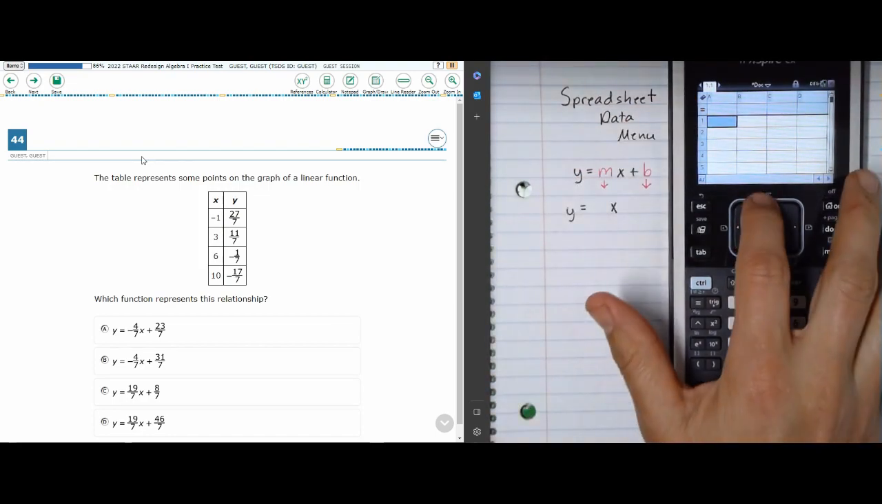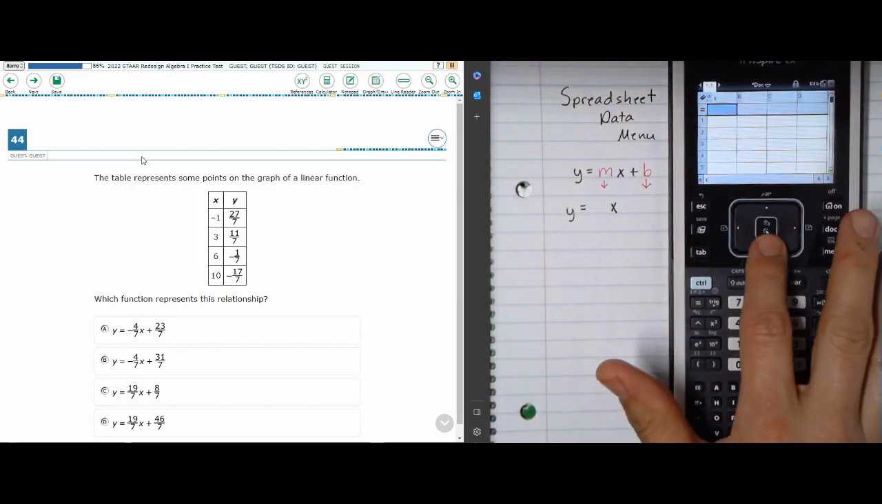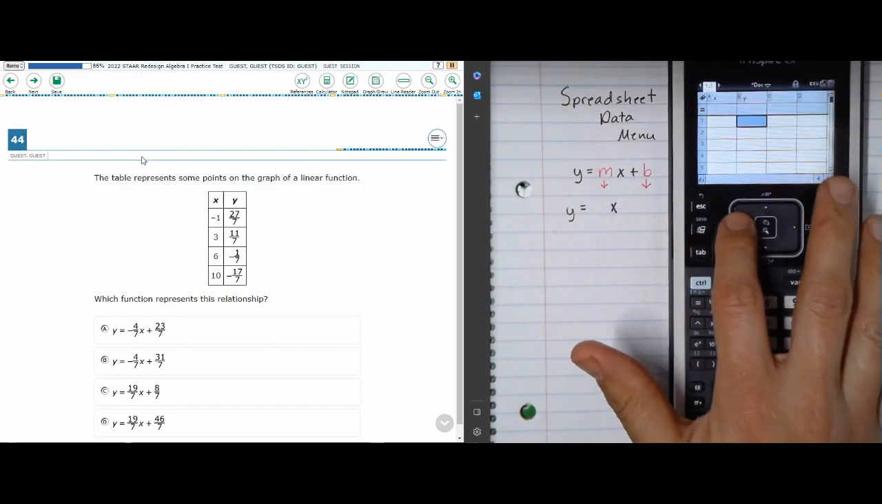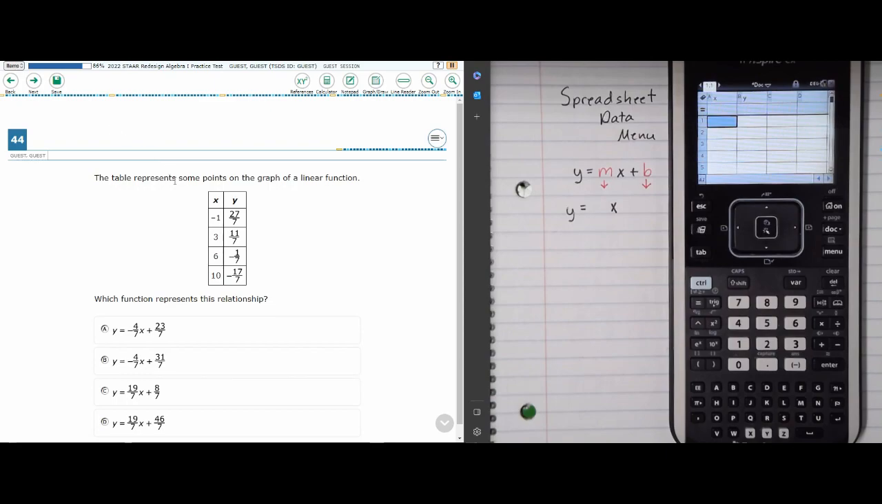Now I'm going to go ahead and change A to X. I'm going to change B to Y. And I'm going to enter all my X values in first. So notice I have -1, 3, 6, and 10.